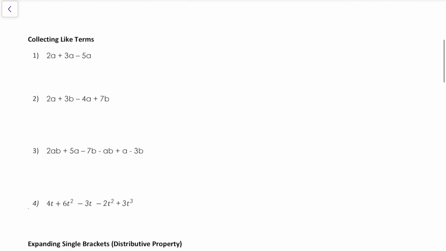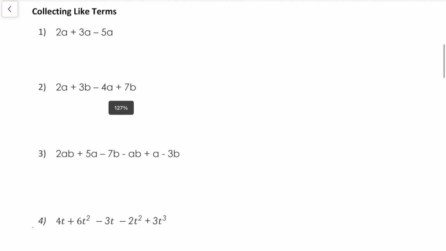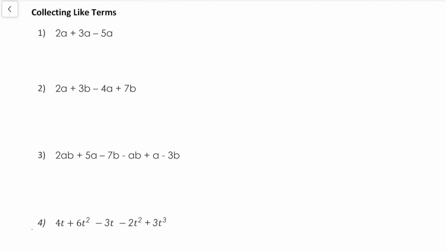So if I'm looking at these algebraic expressions and I want to simplify them, you can think of it like a grocery list in the sense that I want to write it in the least amount of terms as possible. So if I have 2a plus 3a minus 5a, how many a do I have all together? And the answer is 0, right? 2 plus 3 is 5, and then I'm minusing a 5, so I have 0.